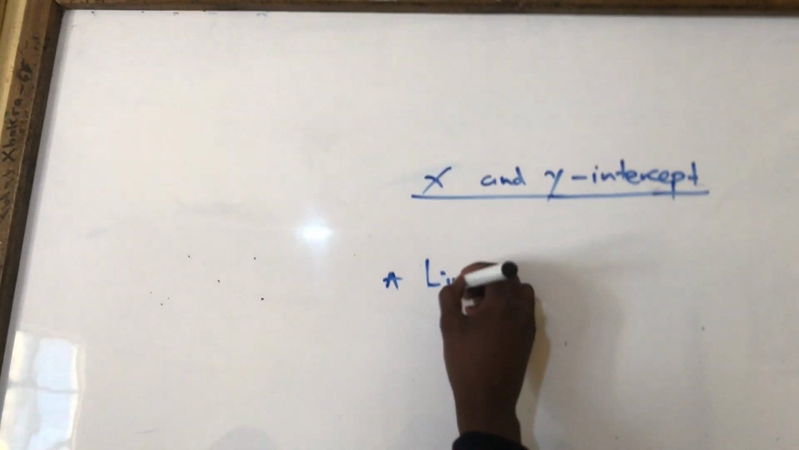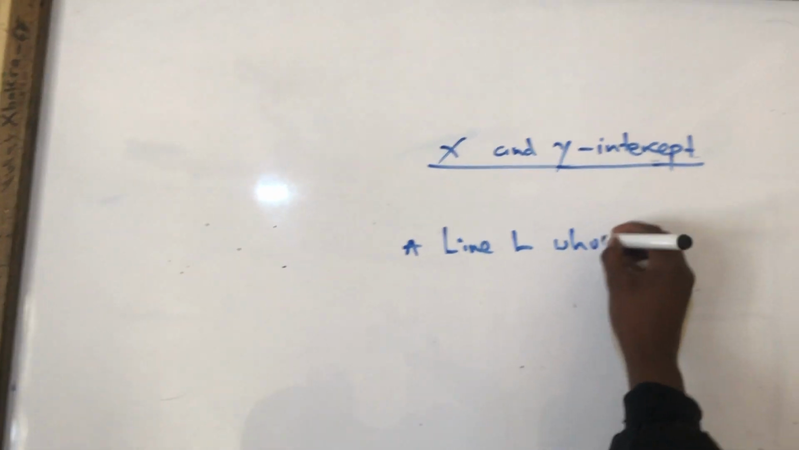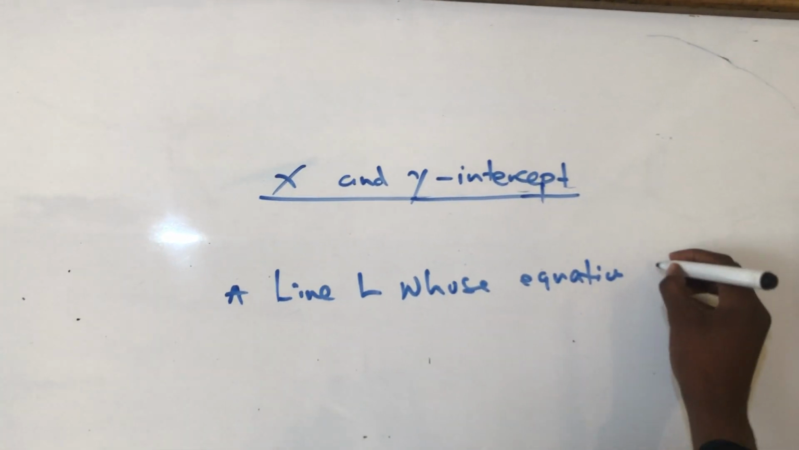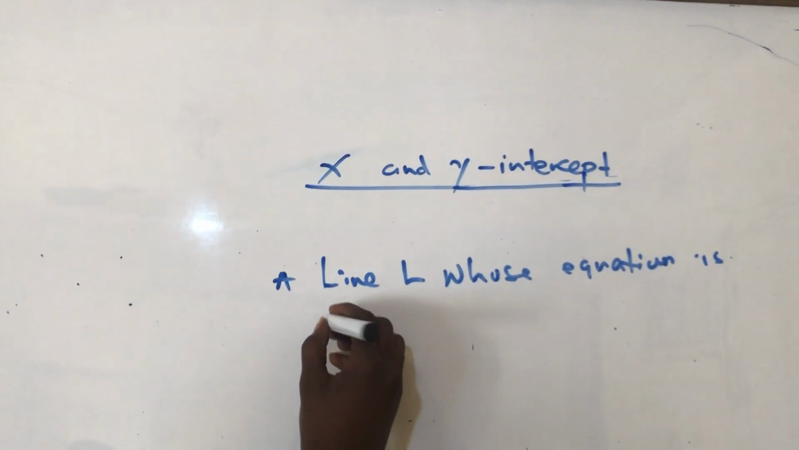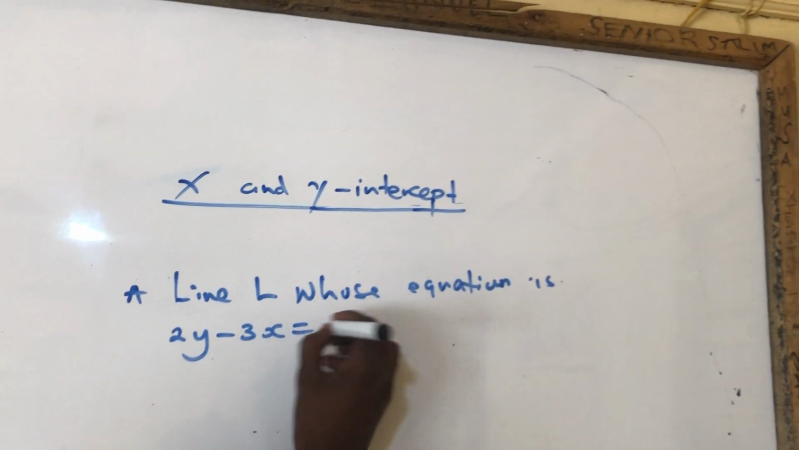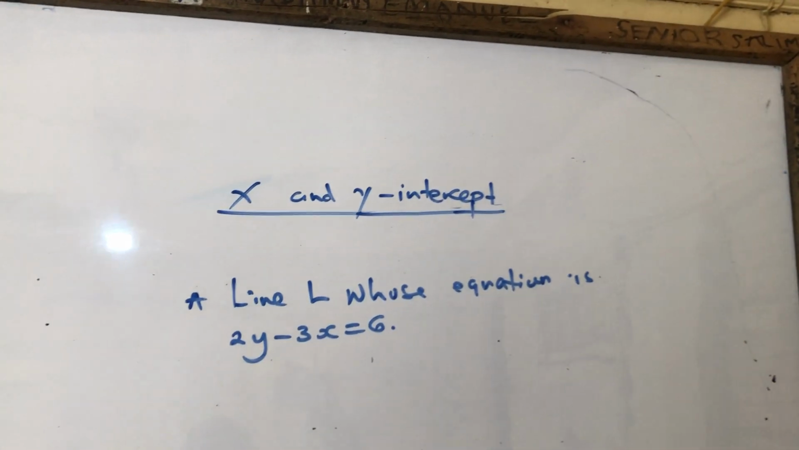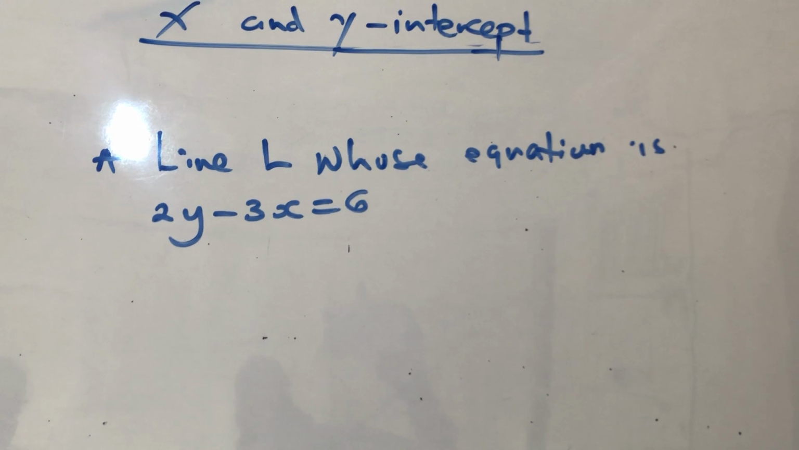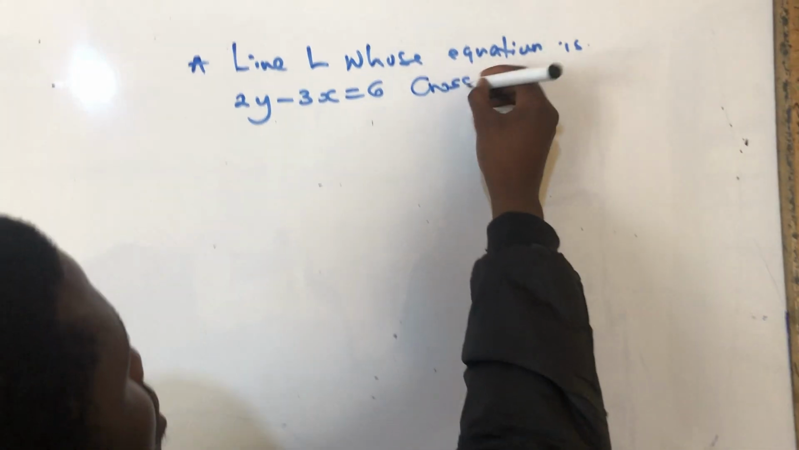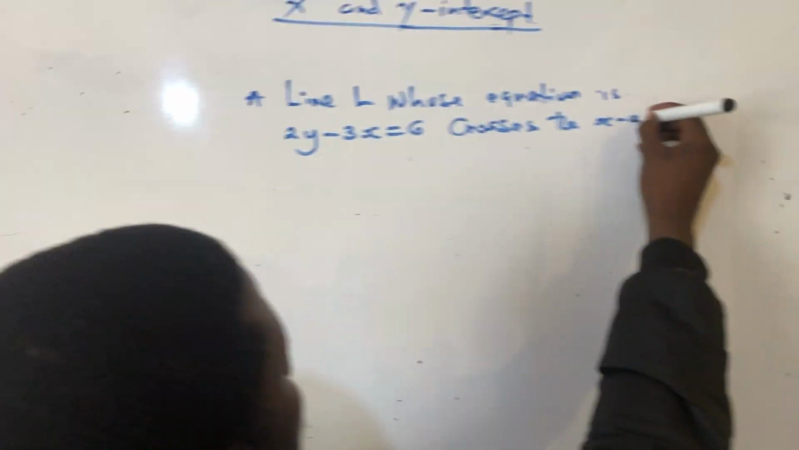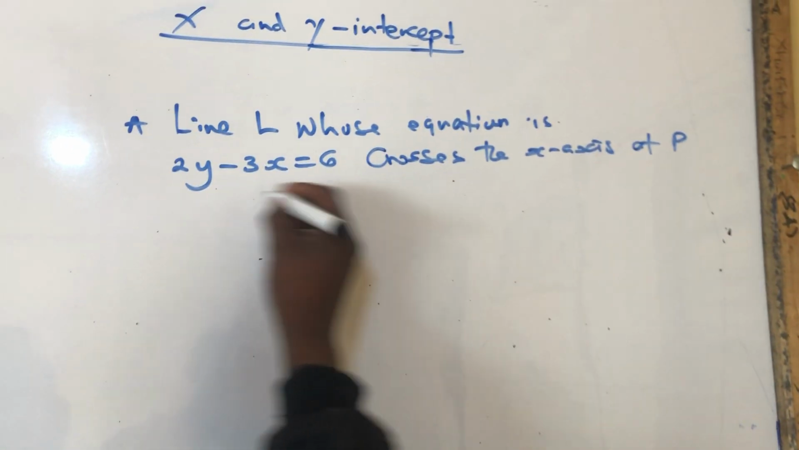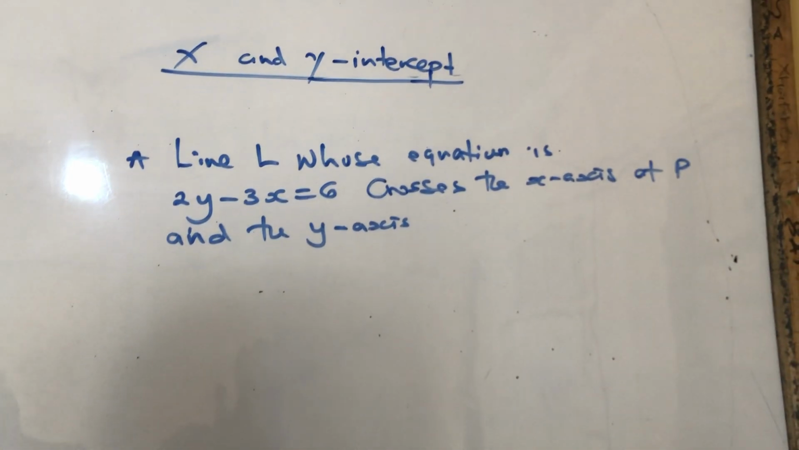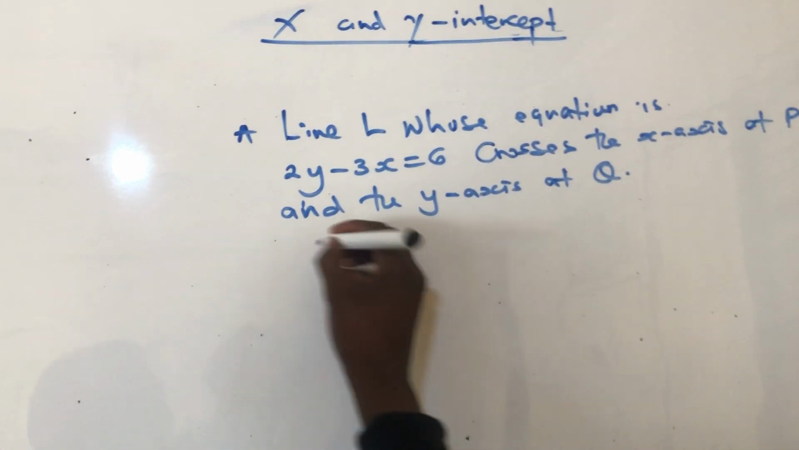A line L whose equation is 2y minus 3x is equal to 6 crosses the x-axis at P and the y-axis at Q.